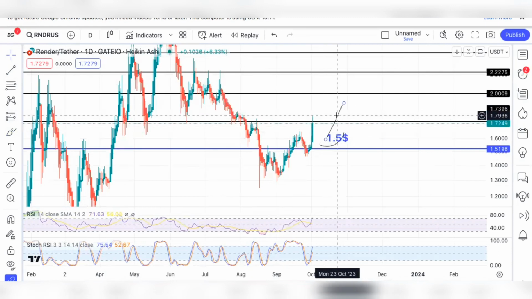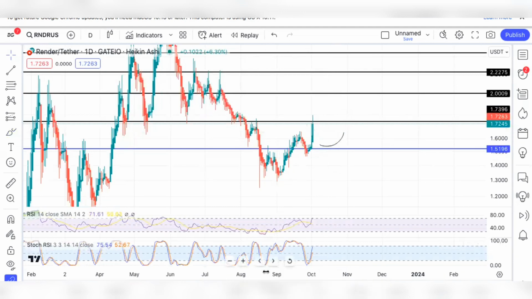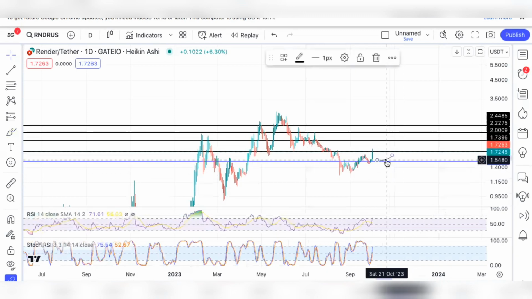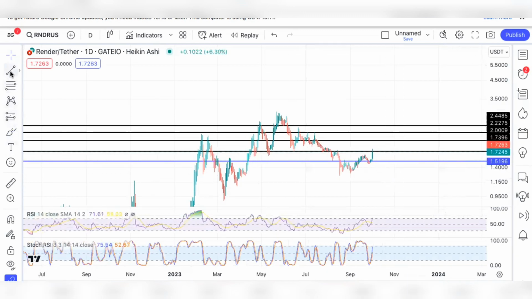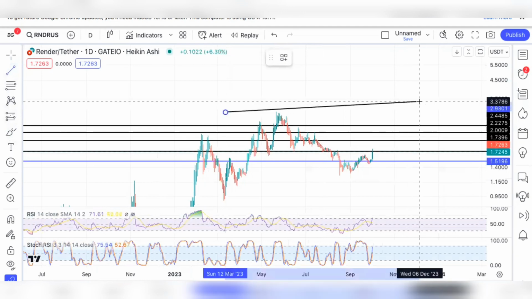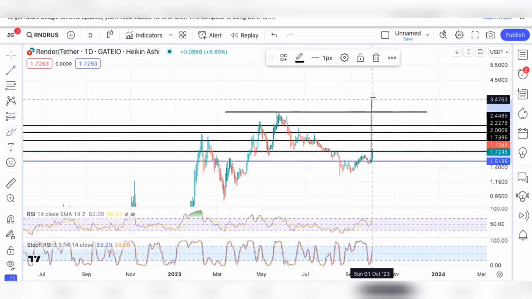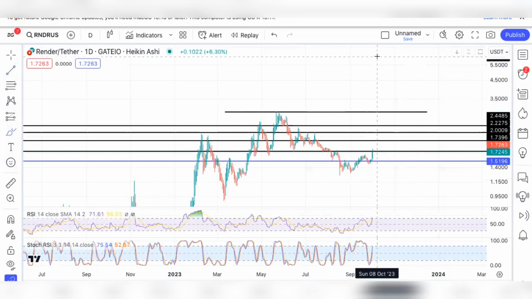And for Render to be in a macro bull market, it needs to flip $2.8 region into support. This is the region. Unless and until it does not flip back into support, do not expect it to be a trending bull market like we saw in 2021.